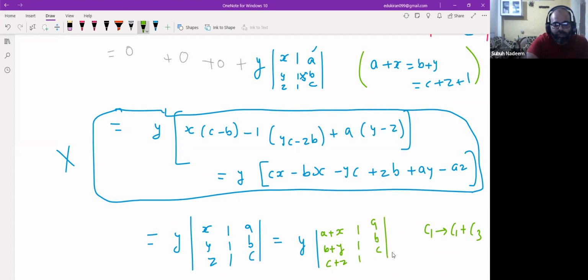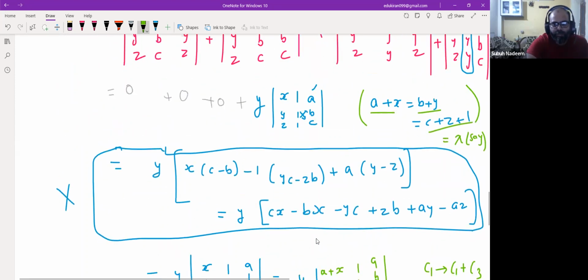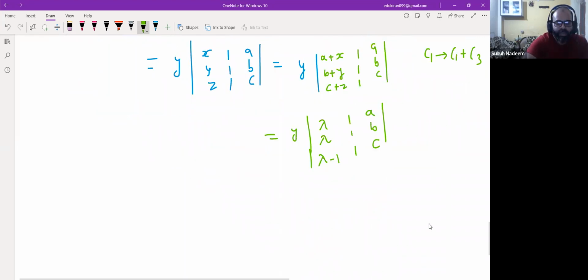After writing it like this, we know that A plus X is equal to B plus Y is equal to C plus Z plus 1. Let us suppose all of them are equal to lambda. So A plus X is lambda, B plus Y is lambda, and since C plus Z plus 1 is lambda, C plus Z is lambda minus 1. Then 1, 1, 1, A, B, C. Now you can expand because you have used that relation.